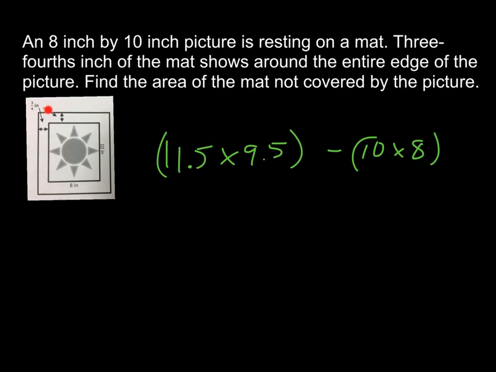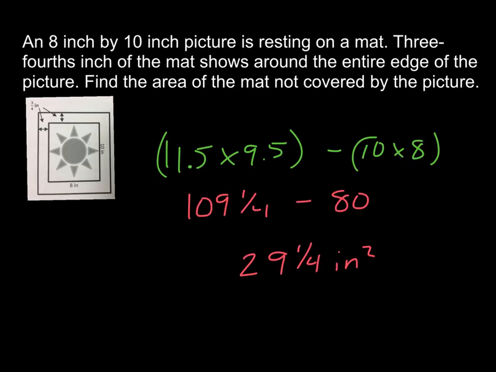The first thing I'm going to do is find the area of the mat, which is 11.5 times 9.5, because I have my length and my width. It's 11.5 and 9.5 because I'm adding 3/4 of an inch on each side, which if I add 3/4 twice is 1.5. Then I'm going to subtract the size of the picture, and then I can go from there. As I solve that, I see that 11.5 times 9.5 is 109.25 minus 10 times 8, which is 80, which gives me a final solution of 29.25 square inches.